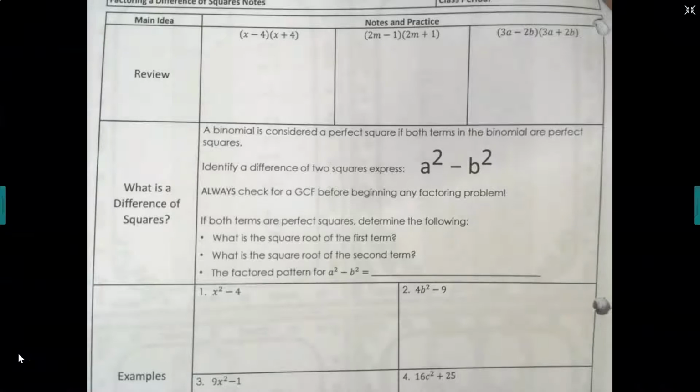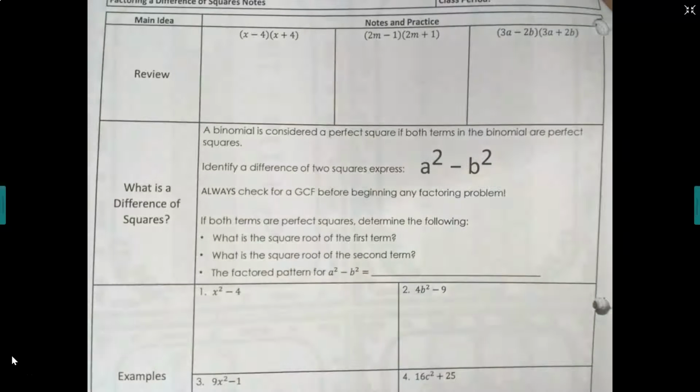Welcome to this video on factoring a difference of two squares. By the end of this video, you should be able to rewrite special case two-term quadratic expressions as a difference of two squares. Alright, so we're going to start today with a little bit of review.